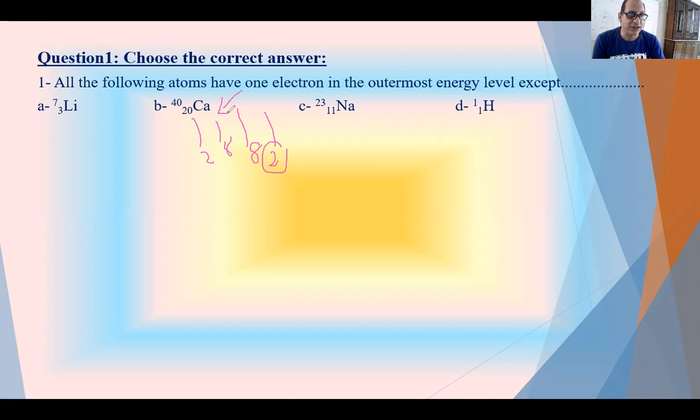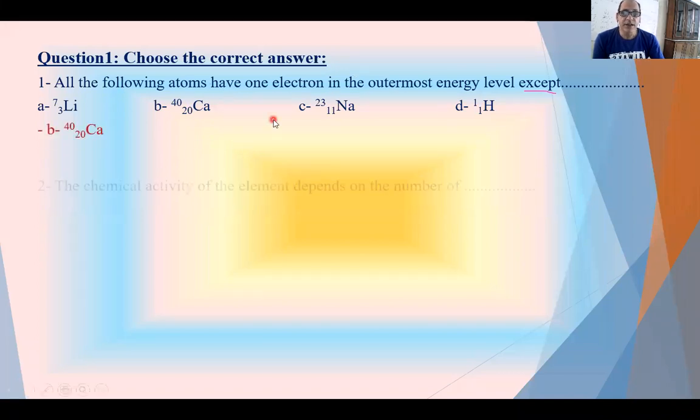So the answer could be this one. Let's confirm. Here, Na is 2, 8, 1, so it has 1 in the outermost, so it's not the answer to except. And also hydrogen has only 1 electron. All of them have 1 except calcium. So our answer is going to be calcium 20.